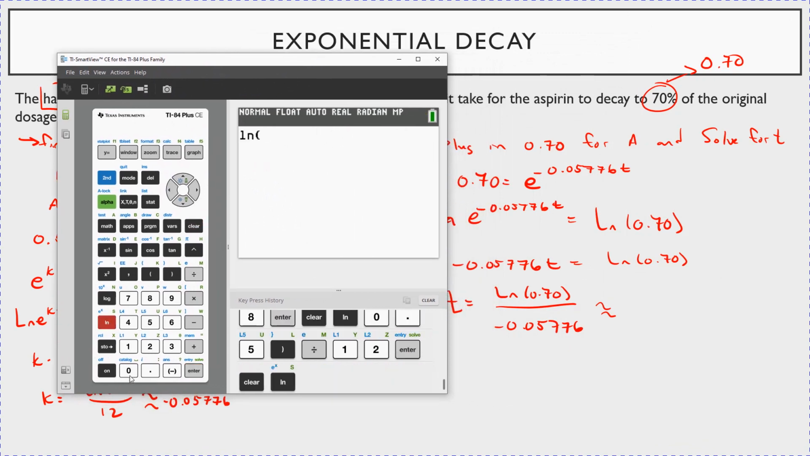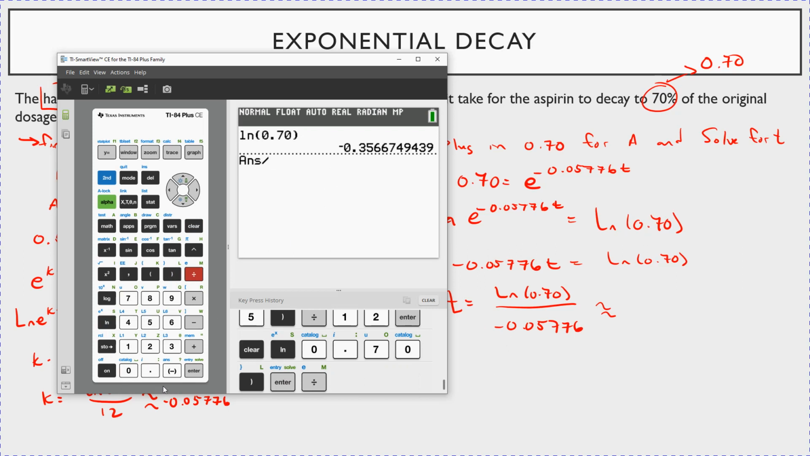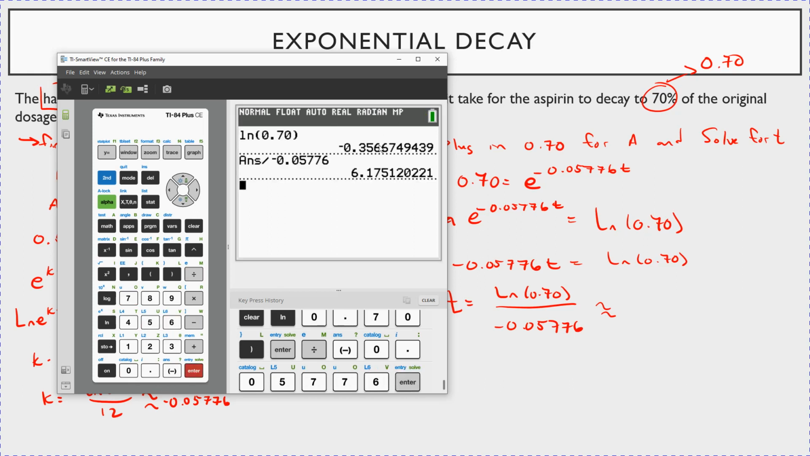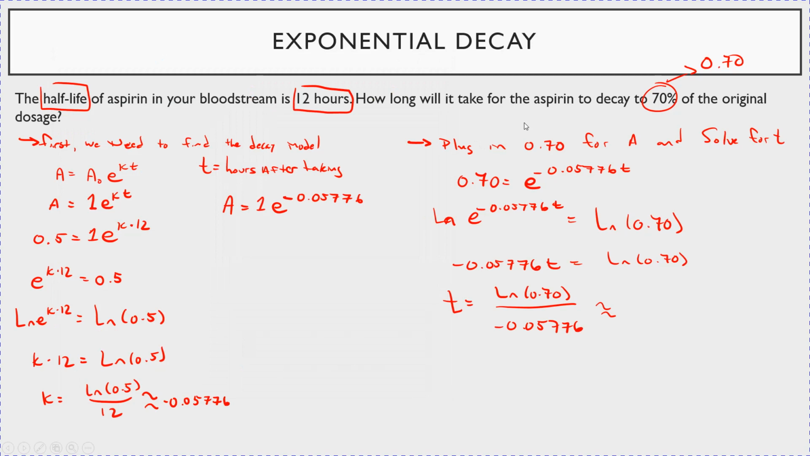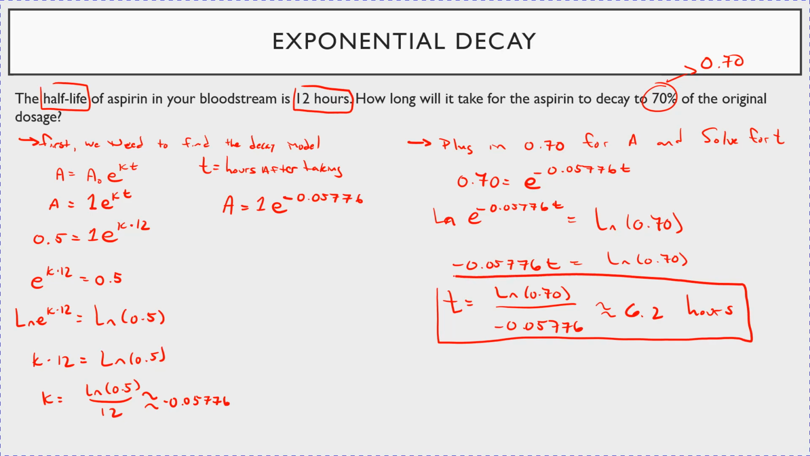So look, if you take the natural log of 0.70, you're going to get a negative number. That's why you have to make sure you got your signs right here. So divided by negative 0.05776. I'm going to round this to 6.2. So it's going to be roughly 6.2 hours, okay? You're only going to have 70% of the original dosage in your system.